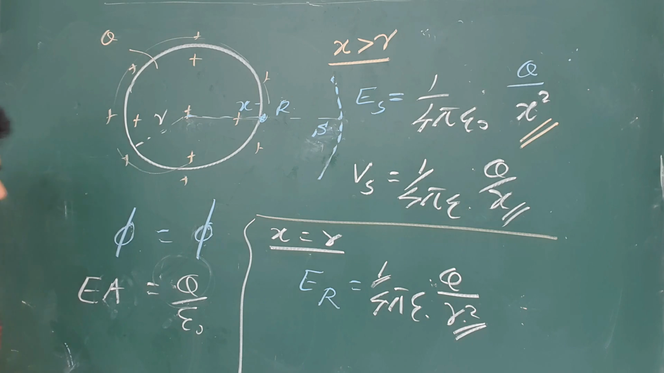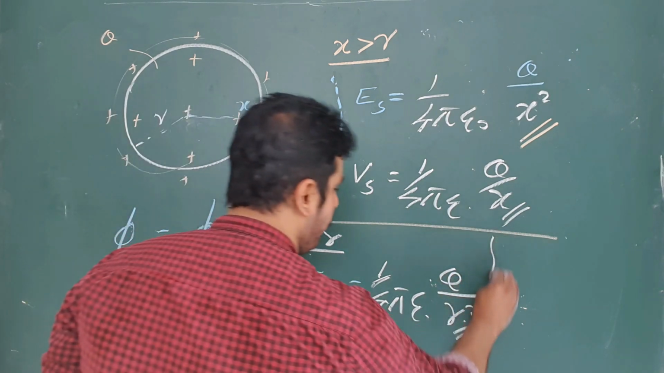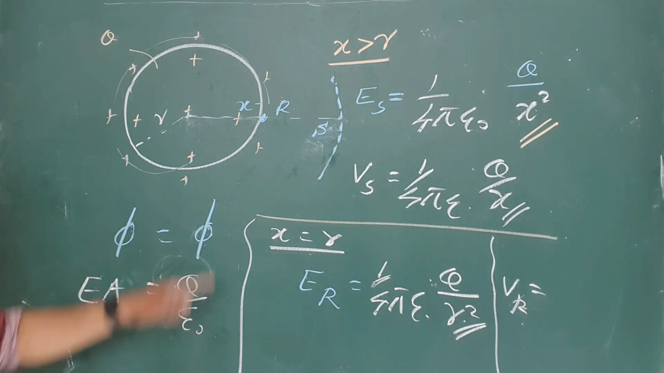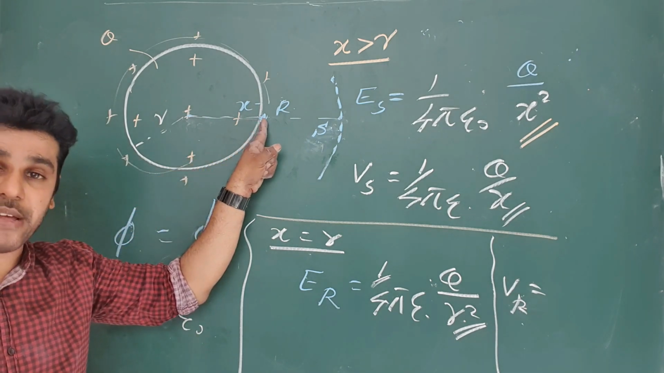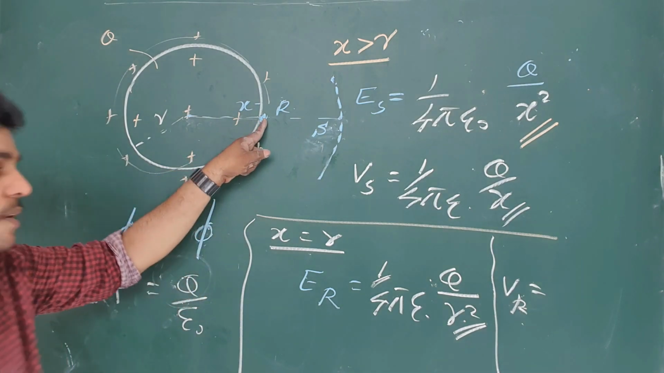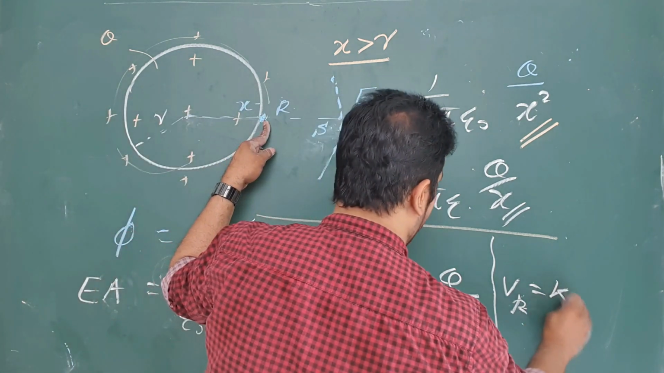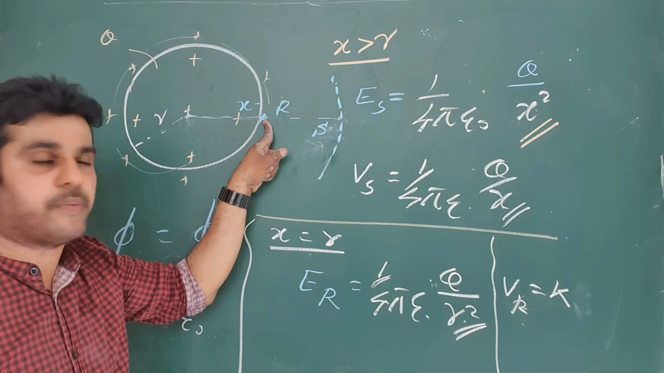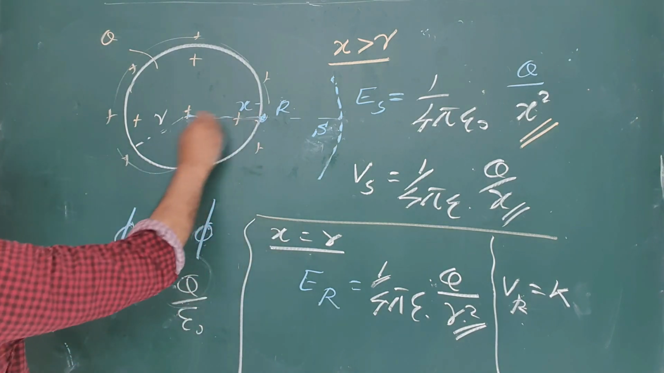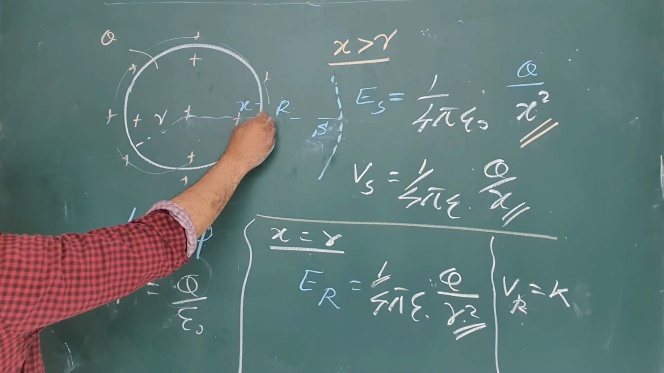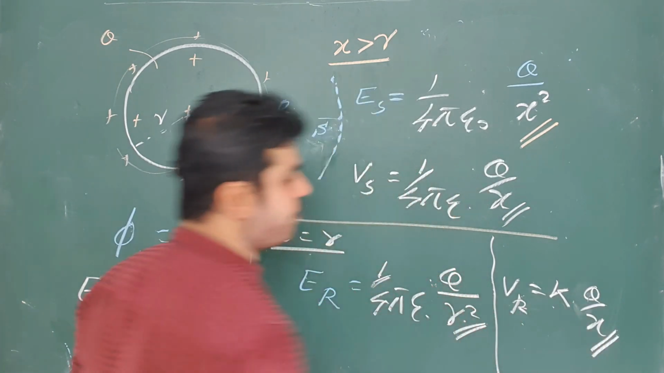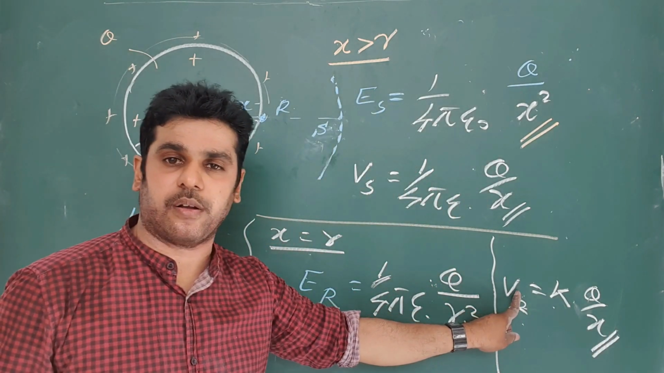Now again we can write the value for V_R also. I mean the electric potential on the Gauss surface, on the surface, at R. K into Q divided by x, everyone knows that K means 1 over 4 pi epsilon naught. Now keep the charge at center, then write the necessary distance.